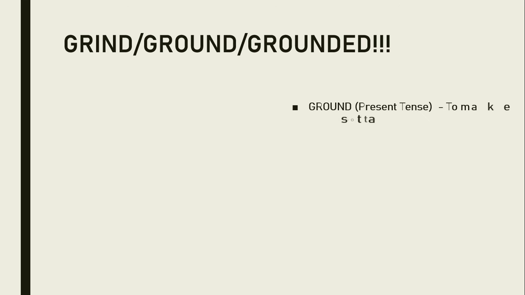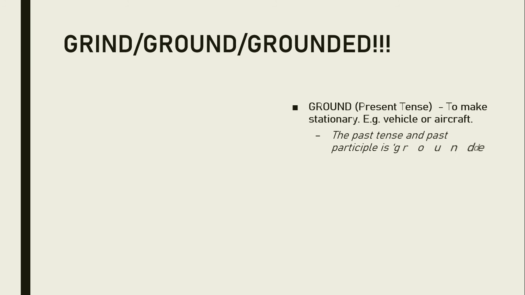Next, ground, when used in its present tense form, means to make something stationary, like an aircraft or a vehicle or a ship. The past tense and past participle is grounded. When it is used to mean to make something stationary, then the past tense or the past participle is grounded. Here are a few examples to help us comprehend.